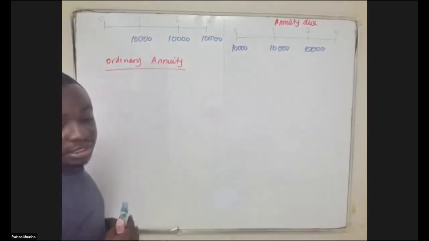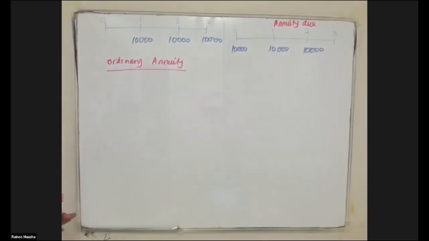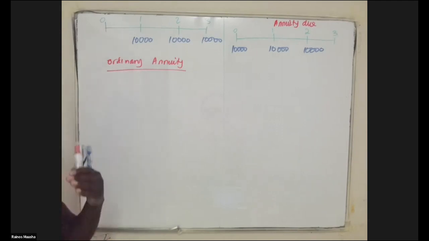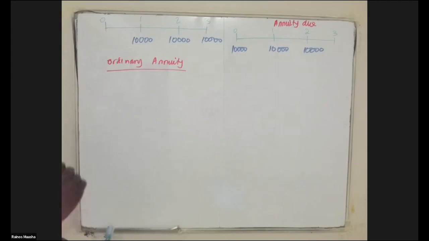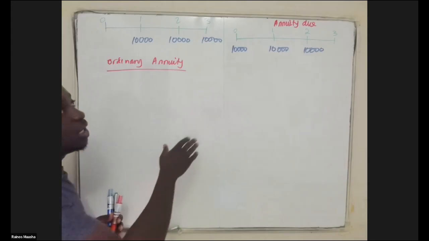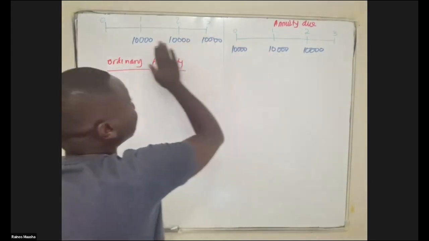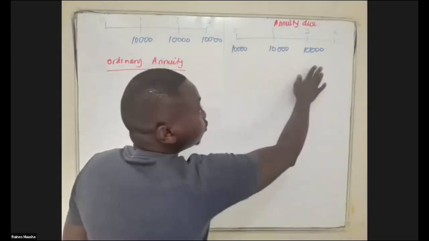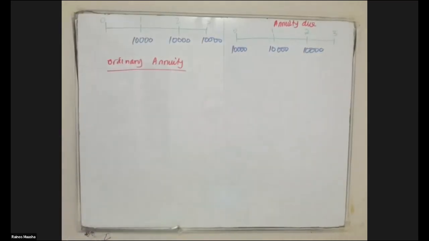So ordinary annuity, under normal circumstances, if they don't say anything, you assume it's an ordinary annuity. But if they say the payments are being made in advance, or at the beginning of each period, then it basically means that we are dealing with an annuity due. Do you see the difference in timing between the ordinary annuity and annuity due?